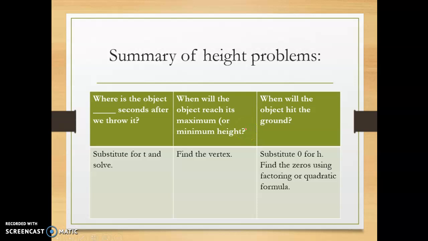So here's a summary for those height problems. Where is the object however many seconds after we threw it? We're going to substitute in that value for t. When will it reach its maximum height or its minimum height? That means we're finding the vertex with x equals negative b over 2a, and then plugging that in to find the height. And when will the object hit the ground? That's when we substitute in 0 for the height and then find the zeros using factoring or the quadratic formula.